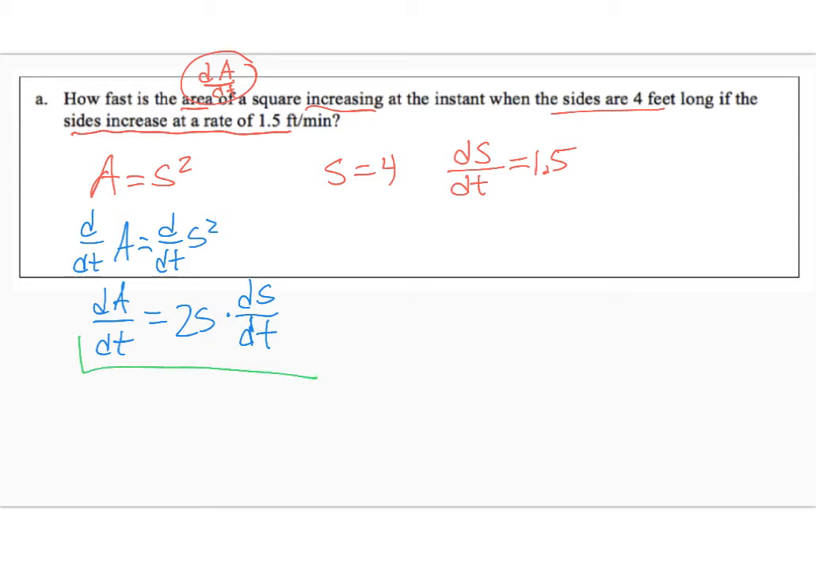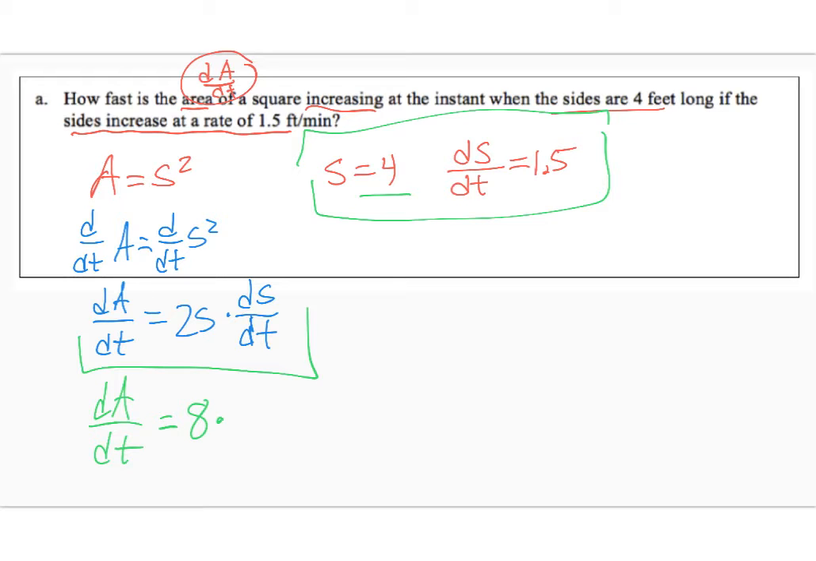Now that we have this stuff, we can use the numbers that we have here. So dA dt is equal to 2s, and s is 4, so that's going to be 8. ds dt is going to be 1.5, so that's going to be 12. And for area, that would have to be feet squared per minute.